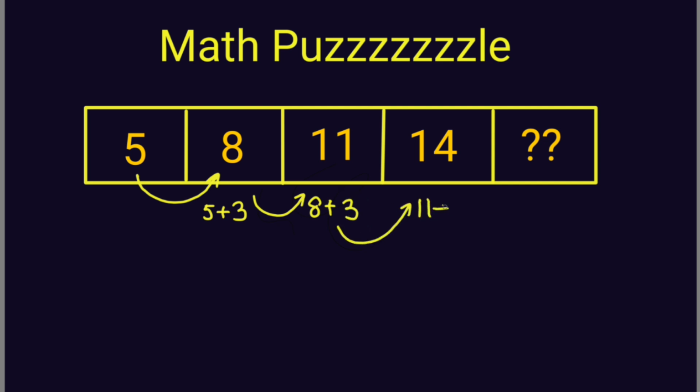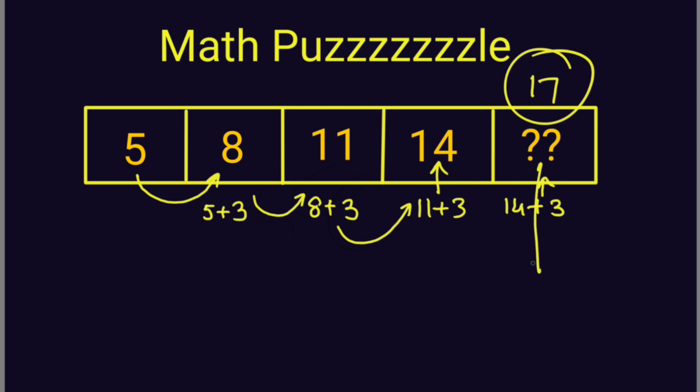So 11 plus 3, it will be 14. And 14 plus 3, it will be 17. So here we will get 17, which will be our answer.